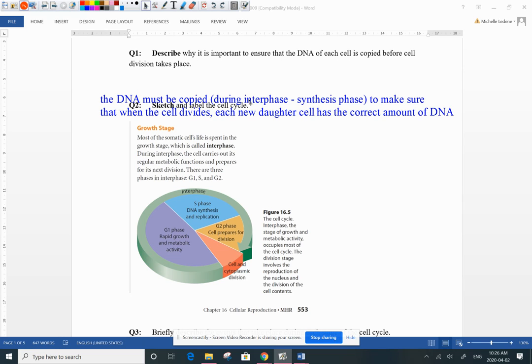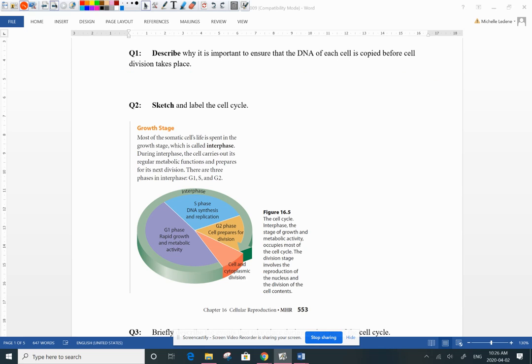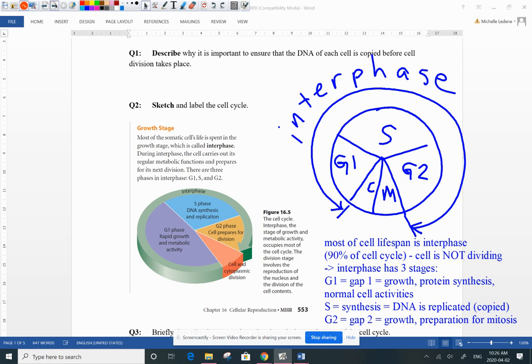So question 1 here is asking why is it important that the DNA gets copied before the cell divides? Well, that's huge, right? The DNA has to get copied first during interphase, the synthesis phase of interphase, to make sure that when the cell divides, each new daughter cell has the right amount of DNA. If that doesn't happen, then the cell doesn't have the right amount of DNA and it will not function correctly.